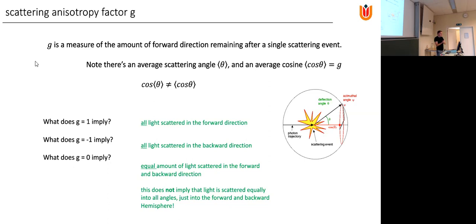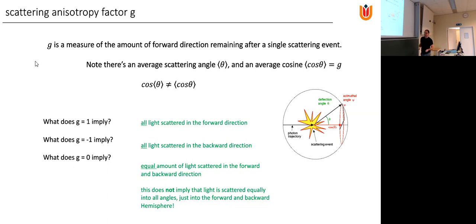And if G is 0, that is a little bit more complicated case. If the average of the cosine of the scattering angle is 0, then we can have a couple of situations. We can have an equal amount of light scattered in the forward directions as into the backward directions, because then the average cosine averages out to 0. It does not mean that light is scattered equally into all directions. If light would be scattered equally into all directions, then the average cosine would be 0. But if the average cosine is 0, it does not imply that all the light is scattered equally into all directions.